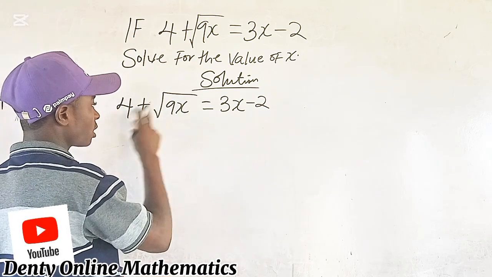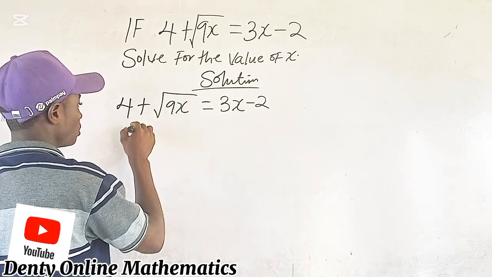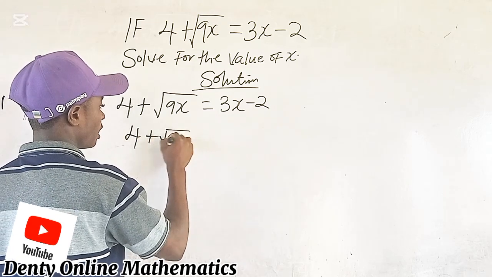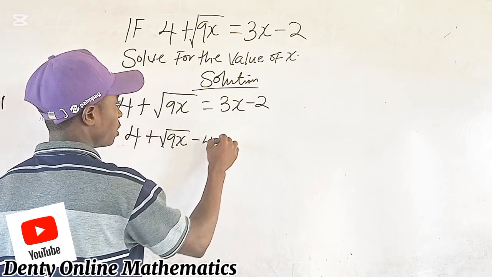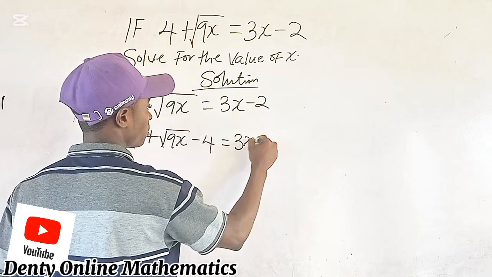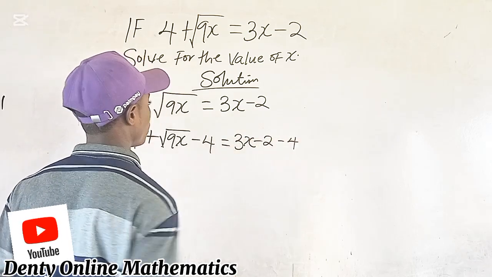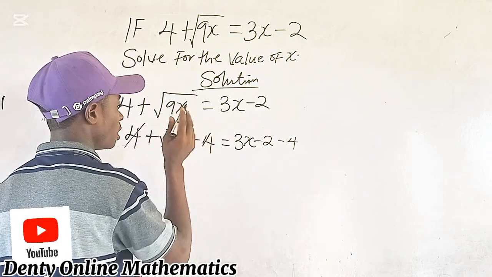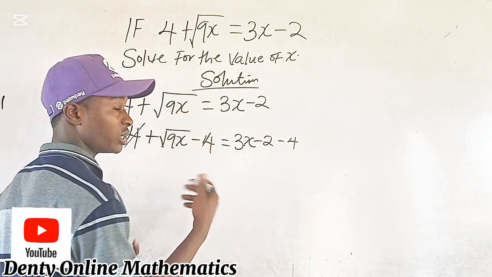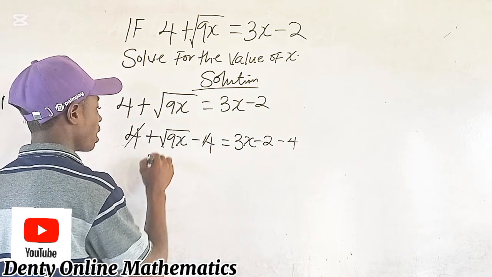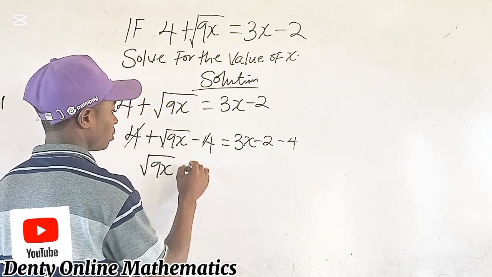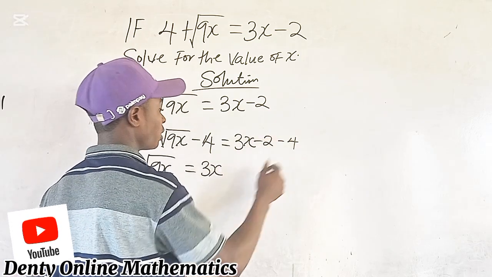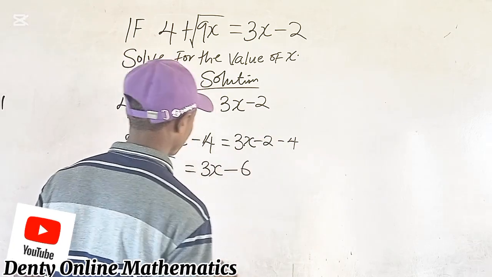So I can subtract 4 from both sides. That is to say, 4 plus root of 9x minus 4 will be equal to 3x minus 2 minus 4. If I'm subtracting 4 from both sides, that means minus 4 will cancel out. Positive 4 is like 4 minus 4, which is 0. So the square root of 9x will be equal to 3x minus 2 minus 4, which will give me minus 6.